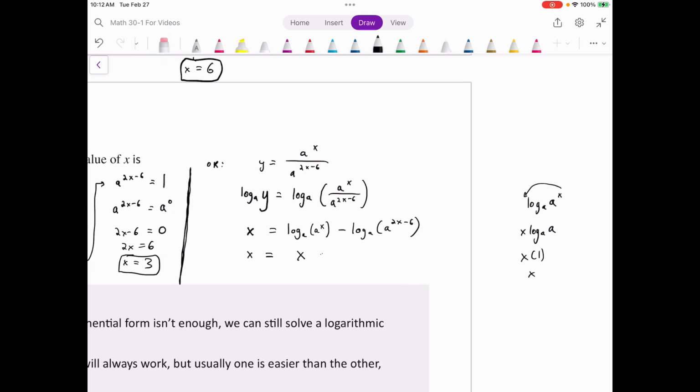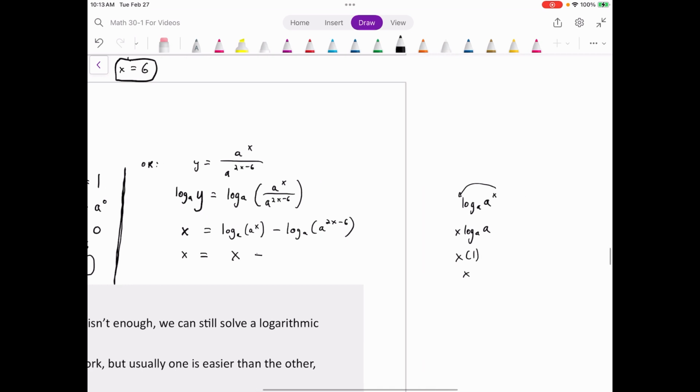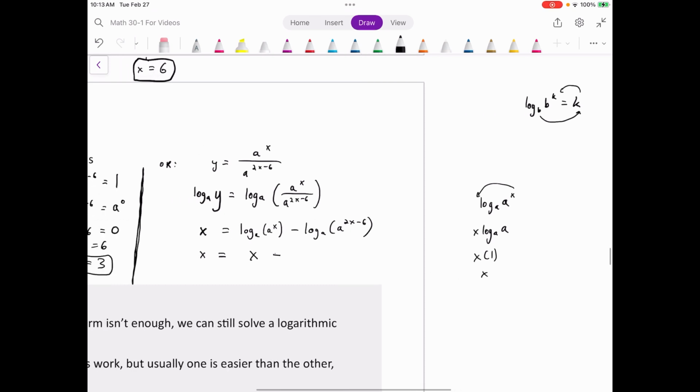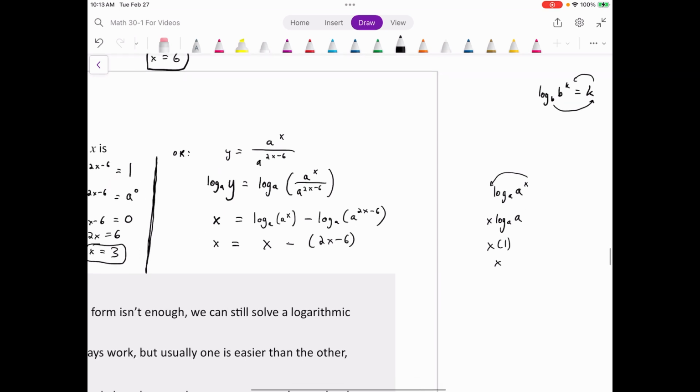So now I've got x minus, all right, now same thing here. A to what power would give me a to the 2x minus 6? Well, 2x minus 6, right? Really what we're doing here is using log base b of b to the k is k, because b to the power of k equals b to the power of k, right? So same thing here. This is just equivalent to 2x minus 6.